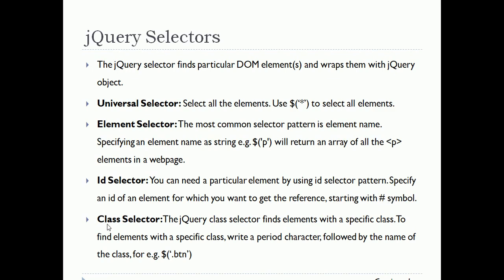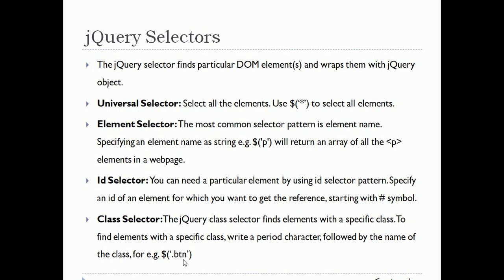Now the next one is the class selector. This will allow you to select a particular element which has a specific class. How will it be written? Again the $ function, then you have to specify the dot for the class selector. Remember this thing, and then after that you have to specify the class name that you have applied to your HTML element.